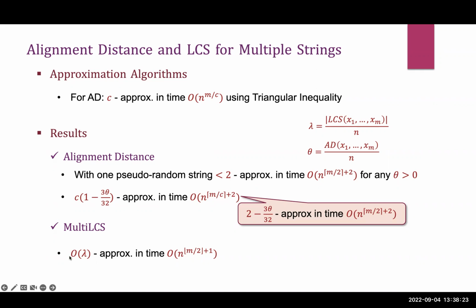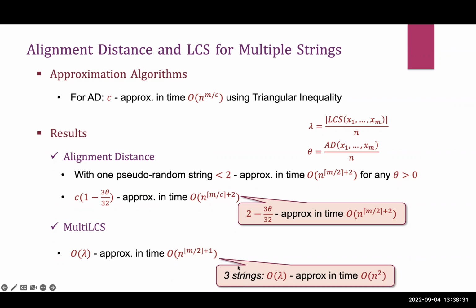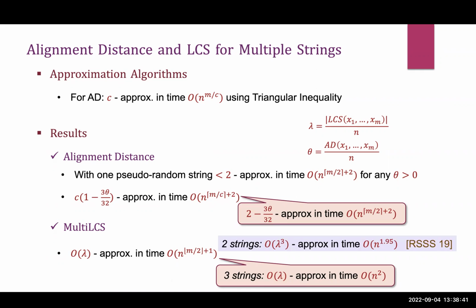So for large LCS, we can provide a constant approximation of LCS in time n to the power m over 2. Now if we take m to be 3, so if we consider 3 input strings, then you can see that we can provide an order lambda approximation in time n squared. And we can contrast this result with the result of Rubinstein et al., where they provide an order lambda cube approximation of LCS for 2 input strings in time n to the power 1.95.